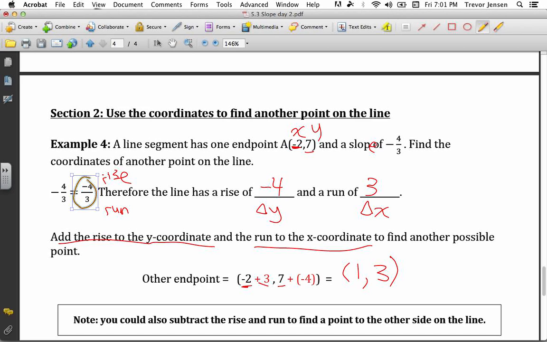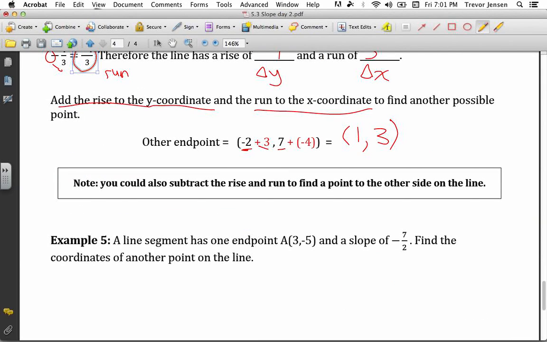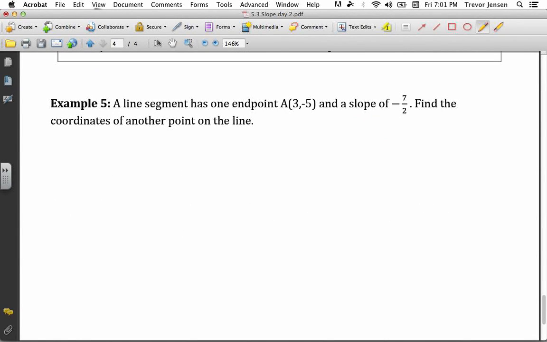We could have also subtracted the rise and run to find a point on the other side of our starting point, and that would have been fine as well. There's an infinite number of solutions for these types of questions. You could add multiples of the rise and the run to find points further along the line. Or, at the beginning, we could have moved our negative sign to the denominator instead, and that would have found us a point on the other side as well. So there are lots of different things you could have done here. Let's do another example just like this.